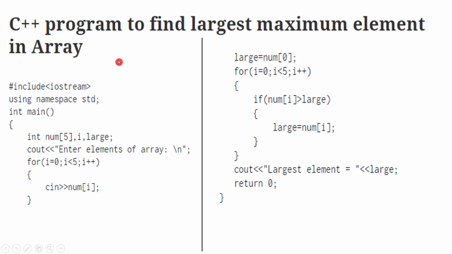Okay, the next one is to find the largest, the maximum element in the array. We're going to input multiple numbers and we want to see which is the highest number. The first part is very similar to the previous one. Include iostream, using namespace std, int main, int number[5], i. We are going to define one more variable called large. Cout "enter elements of array", endl, which is the end line or new line symbol. For i equal to 0, i less than 5, i plus plus.